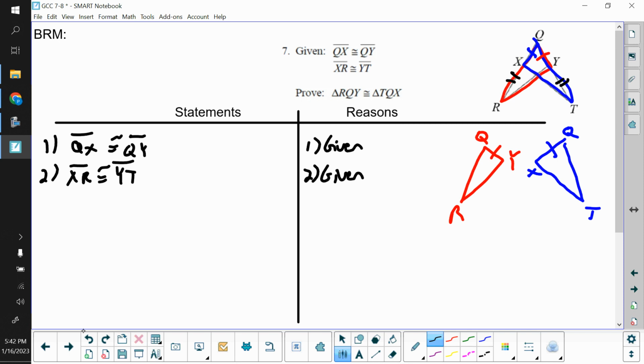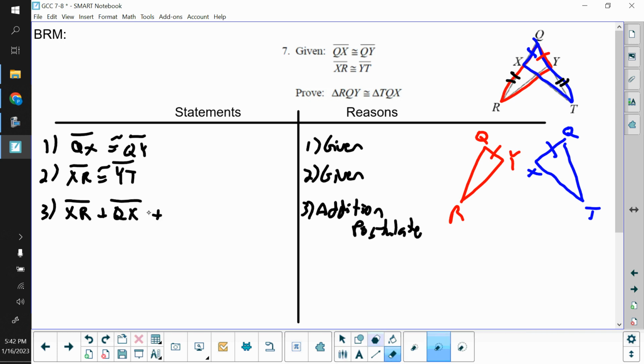Well, if something's too short for the side in the triangle, we would want to add on to it. So we're going to do our addition postulate. And we're going to take XR and add on QX. And that's congruent to, XR would be congruent to YT plus QY.